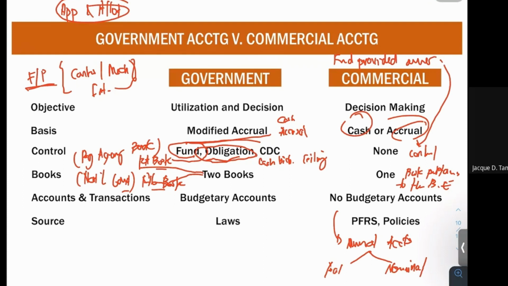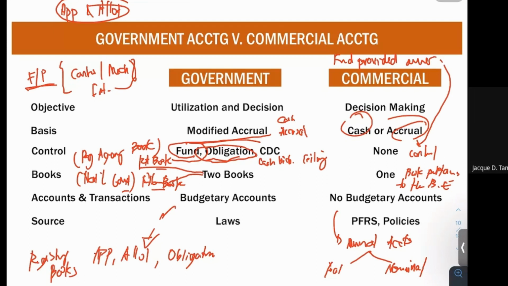In government, we make use of budgetary accounts. What are budgetary accounts? These are accounts from the appropriation, from the allotment, and ultimately when there is an obligation. These are called registry books. If we go through government accounting, you will see registries of appropriations, allotments, obligations, RAOD, RAOPs, etc.